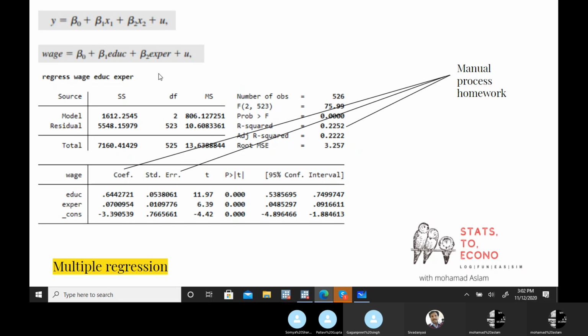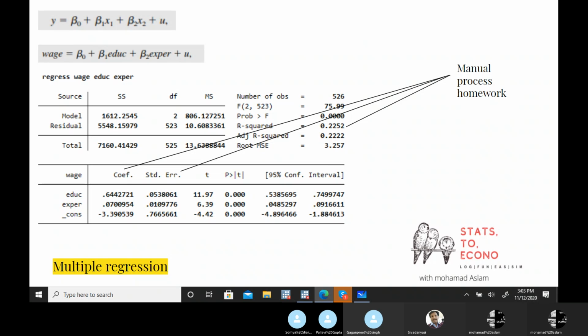Here, let's suppose we are interested in finding the impact of education on wages and experience on wages. These estimates, beta 1 and beta 2, are partial slope coefficients. When we estimate beta 1, it tells us how much the wages change with a change in education, keeping all other variables constant. So these are the partial slope coefficients.